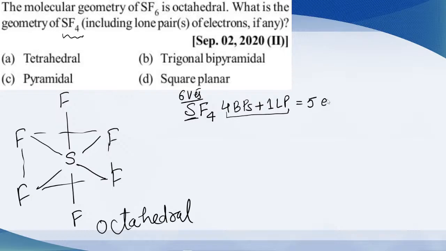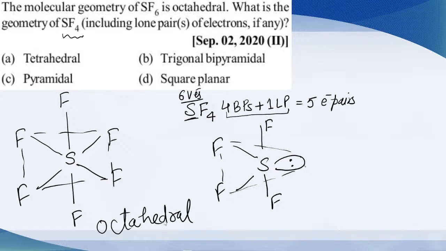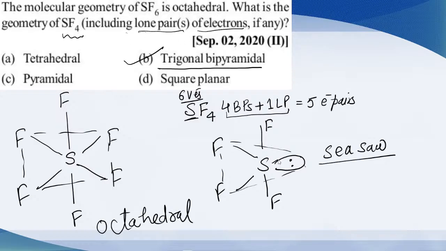Total 5 electron pairs. So 5 electron pairs are like this because lone pair always occupy equatorial position. So its shape is seesaw, but its arrangement, its geometry is trigonal bipyramidal. See, it is written what is the geometry of SF4 including lone pair of electrons. So one of the positions is occupied by lone pair, and total arrangement of bond pairs and lone pair is trigonal bipyramidal. Okay, so this is question from 2020.